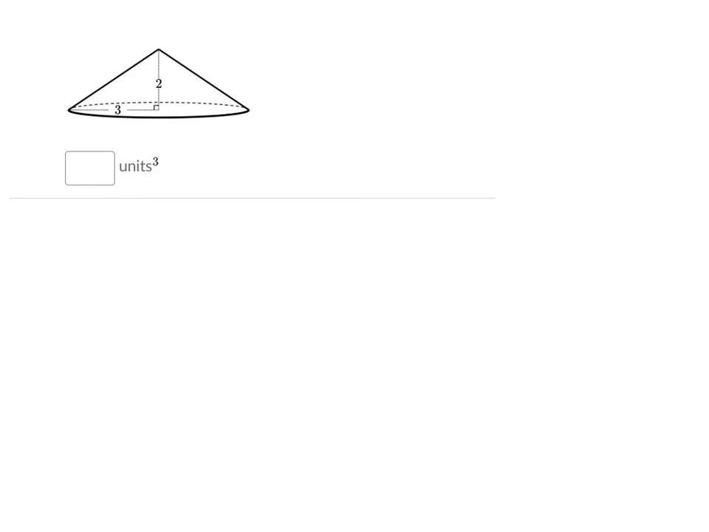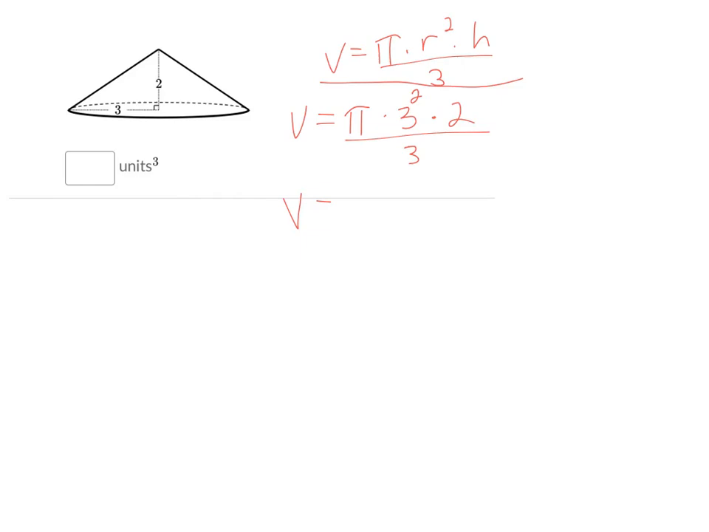Alright, so same thing again for this last one. You've got the formula. Volume is equal to pi times radius squared times the height, whole thing over 3. We're going to plug in what we have. We've got a radius of 3 and a height of 2. Volume is equal to pi times 3 squared times 2, whole thing over 3. Volume is equal to pi times 9 times 2, whole thing over 3. So you could just do 3.14 times 9 times 2 equals, and then divide that by 3.